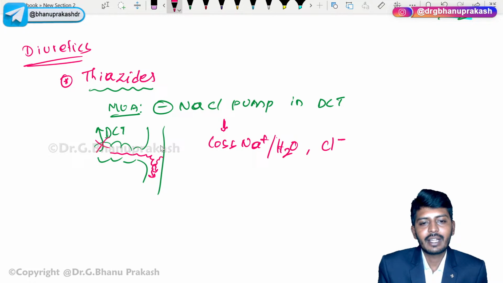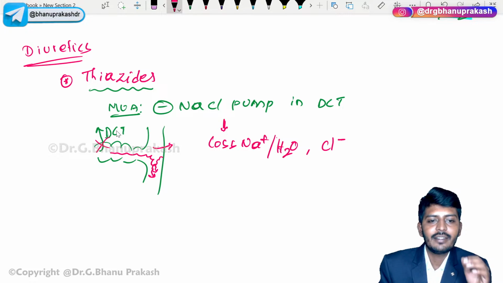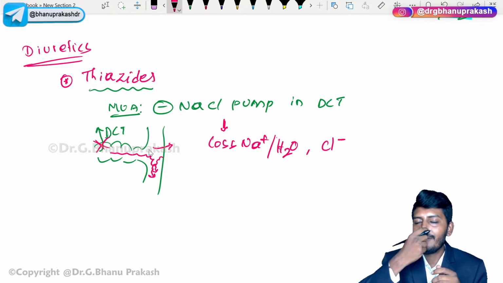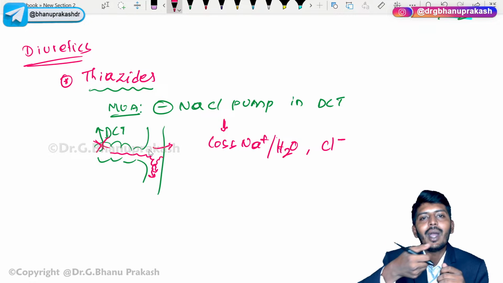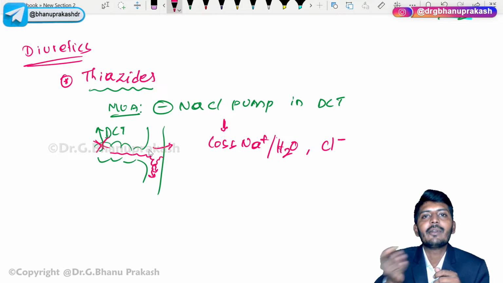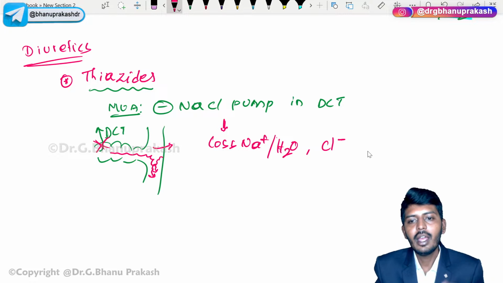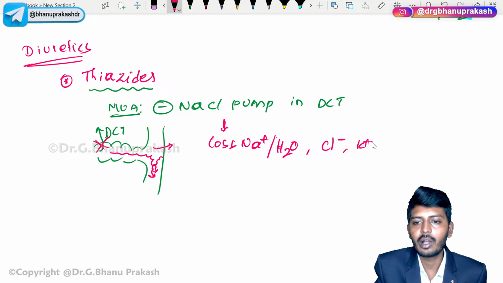Why? Because the collecting duct will try to reabsorb sodium. Because I blocked DCT sodium reabsorption, more sodium will come to the collecting duct. While it is trying to reabsorb more sodium, it will cause the loss of potassium. That is a property of the collecting duct. So it will also cause potassium loss.